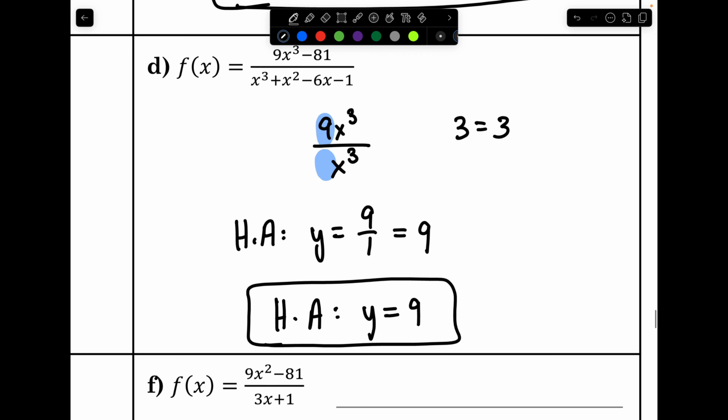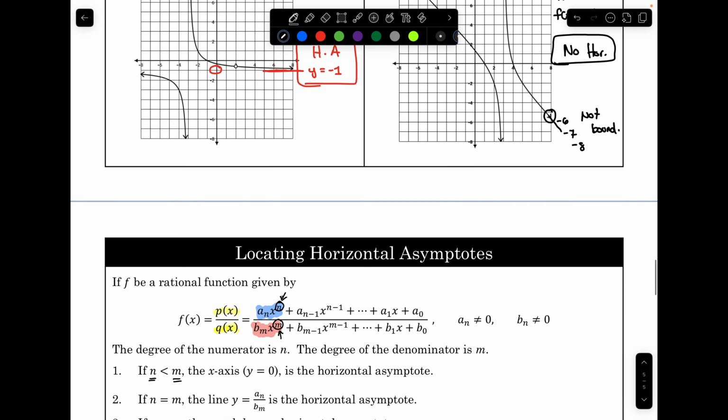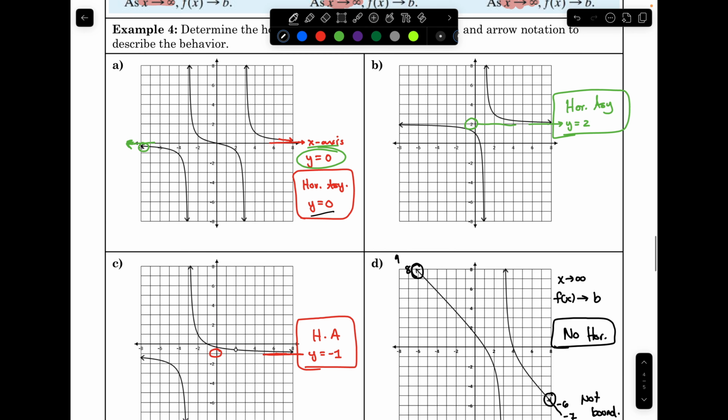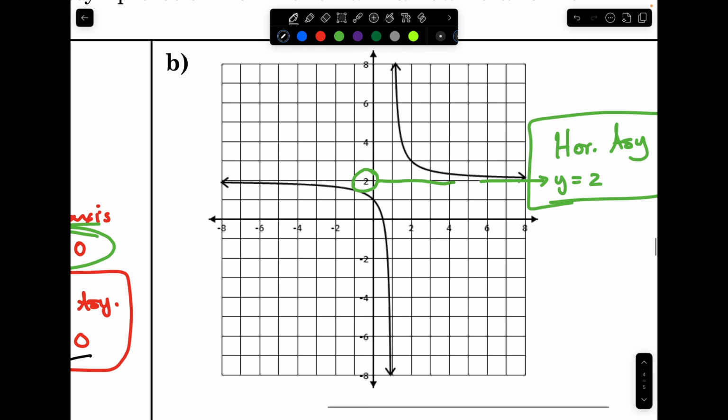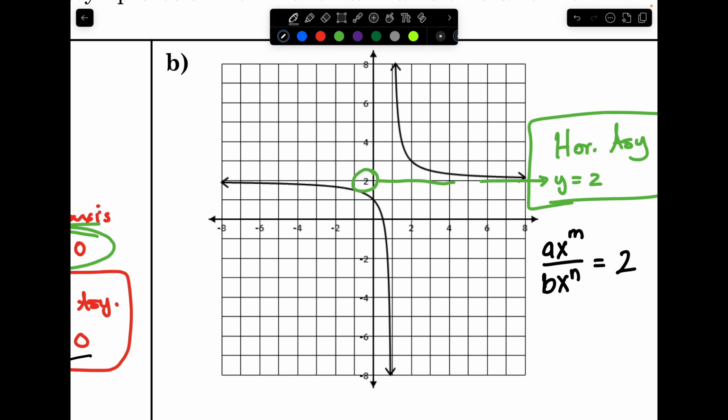So this happens in terms of graphs. This happens when the graph has been shifted upwards or downwards. Like in example B here, notice that the horizontal asymptote is y is equal to 2. That means that the ratio of ax to the m power divided by bx to the n power is going to end up equaling 2. So that means that these degrees are the same, whether it's to the second, or third, fourth, whatever. And these two numbers are going to simplify to 2. So 2 over 1, 4 over 2, 6 over 3. It's going to happen something like that.